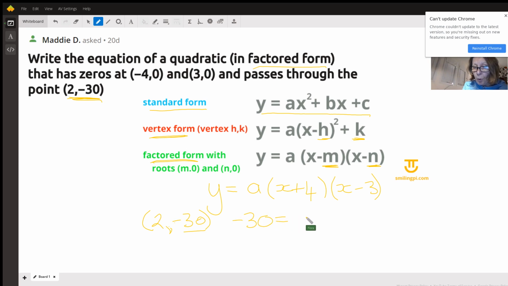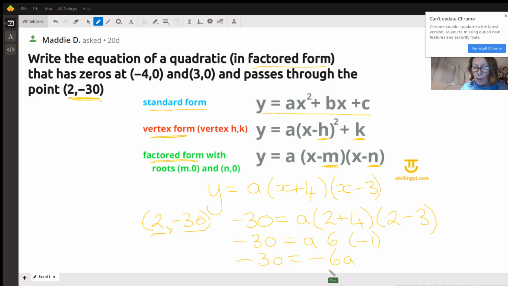equals a, which is what we're trying to find. X is our 2, so we've got 2 plus 4, and then x minus 3, which will be 2 minus 3. So we've got -30 equals a times (2 plus 4), which is just 6, and (2 minus 3), which is -1. So we've got -30 equals -1 times 6 is -6, so -6a.